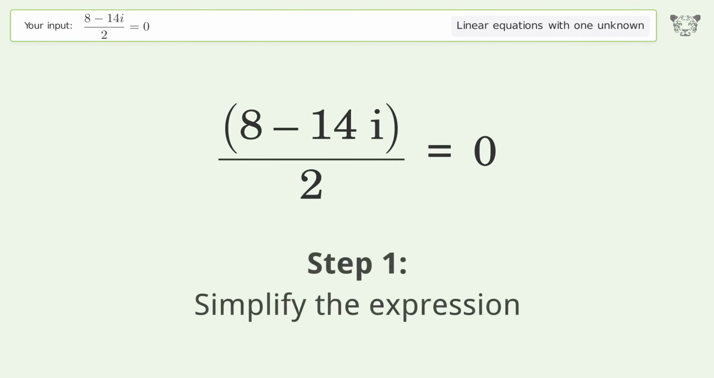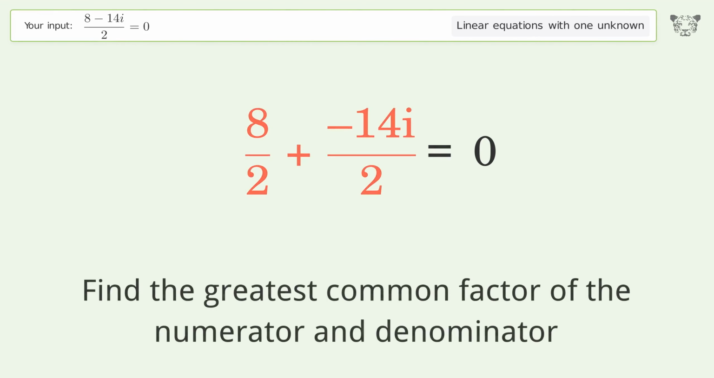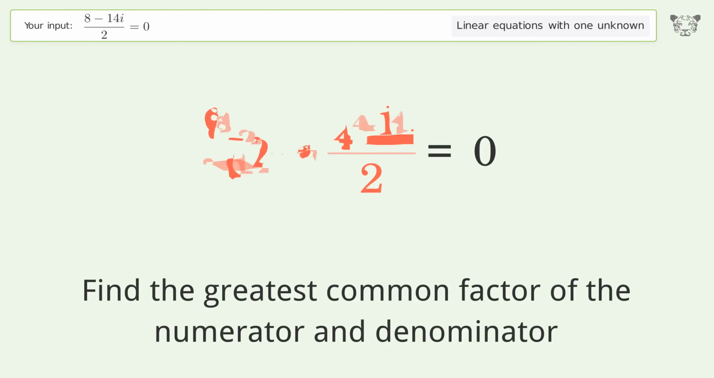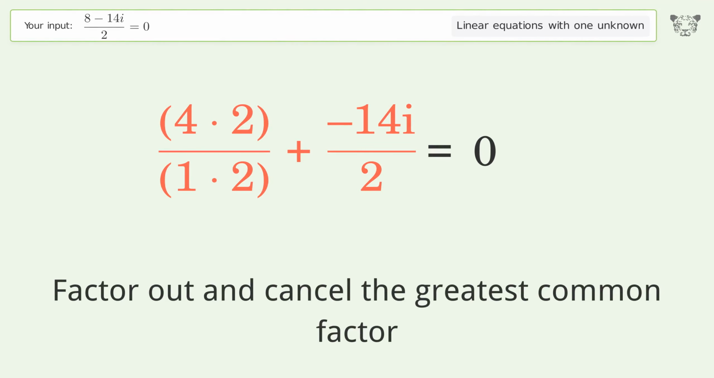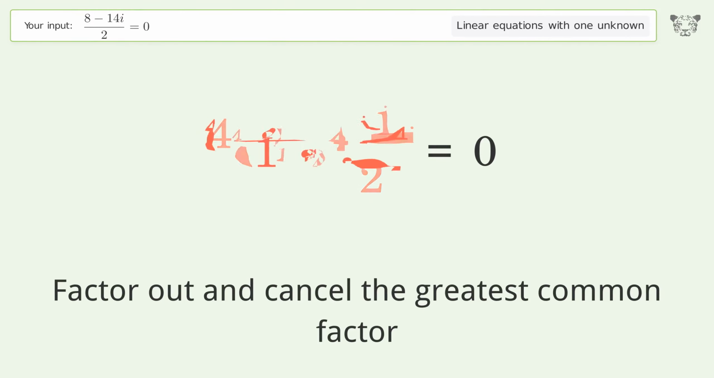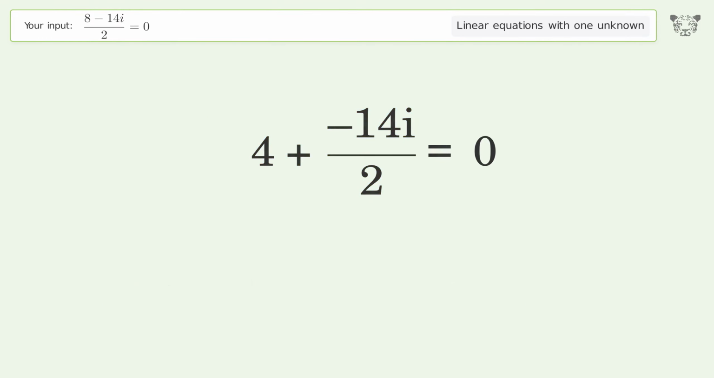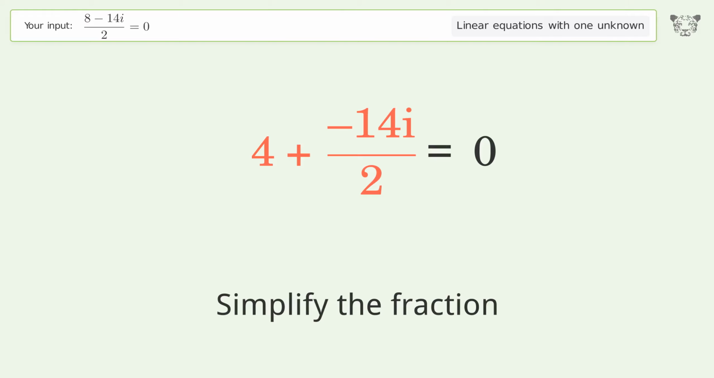Simplify the expression. Break up the fraction. Find the greatest common factor of the numerator and denominator. Factor out and cancel the greatest common factor. Simplify the fraction.